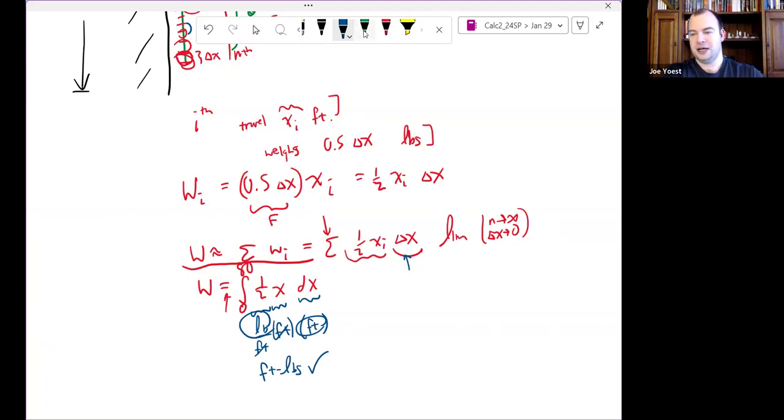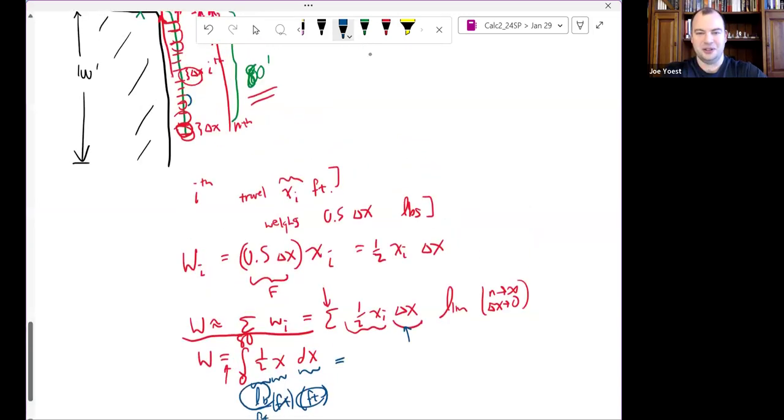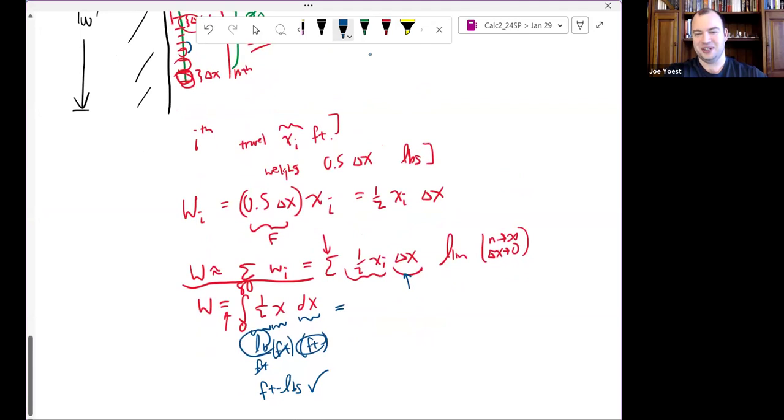And then, of course, I just need to carry out the integration. Maybe we'll do it in blue because red is looking a little bit harsh or angry at this point. So if I integrate, I get x squared over 2, so 1/4 x squared, evaluated from 0 to 80. The integration is not the hard part here. It's really getting everything set up. And this gives me 80 squared over 4, or 40 squared, or 1,600 foot-pounds.